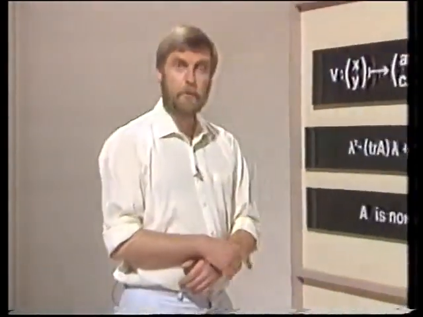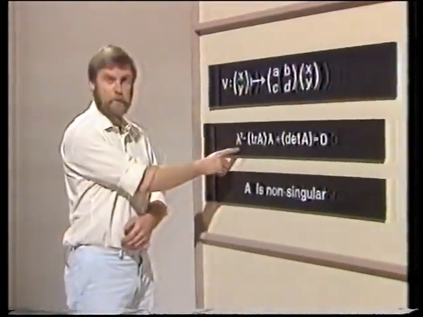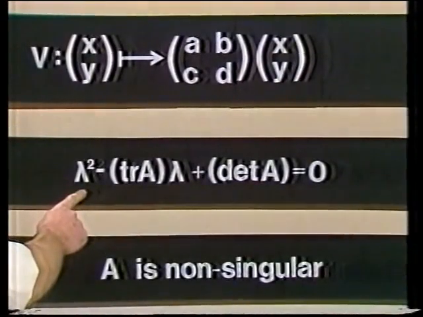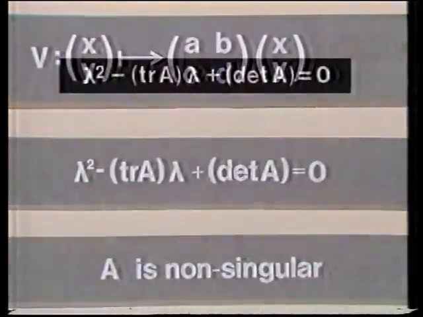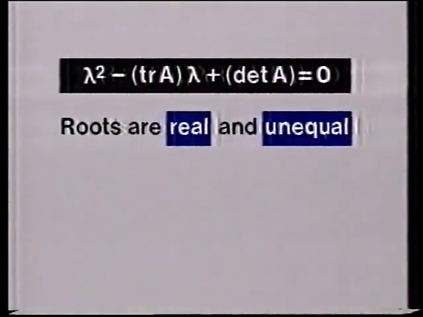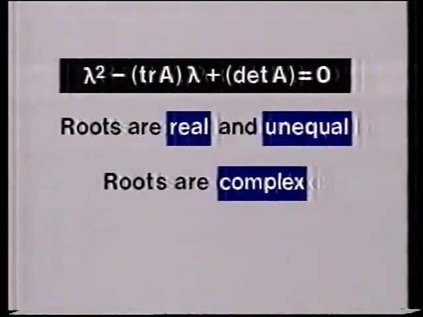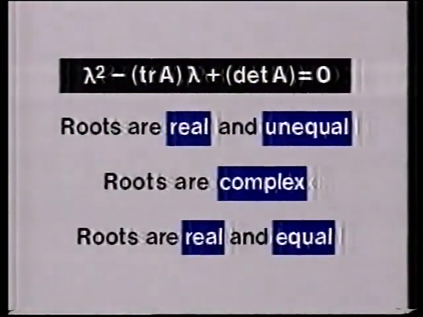Well, if the matrix A is singular, there are no other combinations of eigenvalues. But what happens if A is non-singular? Well, now the story becomes more interesting. You see, we now have a general quadratic equation here for the eigenvalues, and so we can find ourselves in one of three possible situations. Either the roots are real and unequal, or they're complex, and in fact complex conjugates, or they're real and equal. We'll go through each of these in turn, again taking the simplest possible matrices as typical examples.